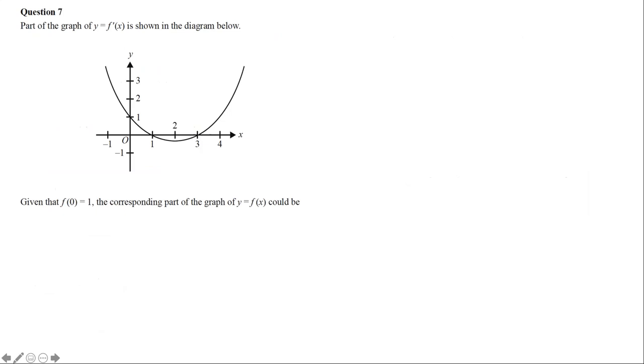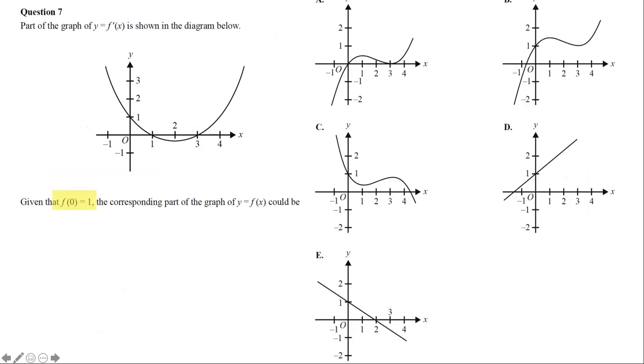Part of the graph of y equals f dash is shown in the diagram below. Here we can see this graph looks like an upward-facing parabola. We notice that f of 0 is 1, which means the original function, or the antiderivative of that graph, will pass through (0, 1).